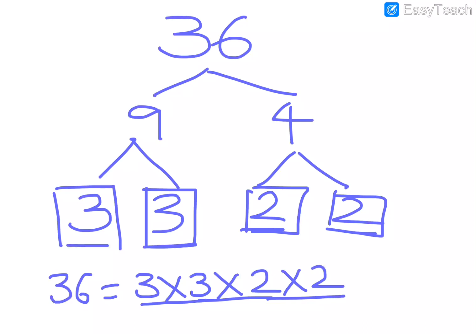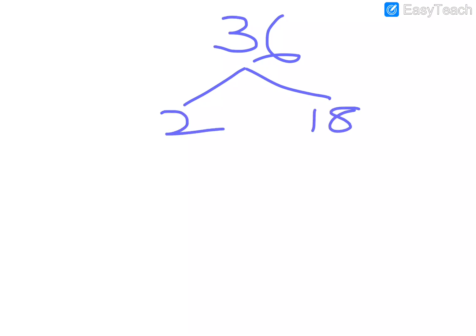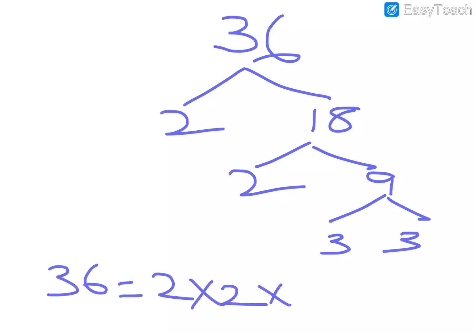However you try, the same 36 you can try in another way. We took 9 fours earlier; now we are taking, for example, 2 eighteens are 36. Now let's divide this 18: 2 nines are 18. Let's divide this 9: 3 threes are 9. So here what we are getting is 36 equals 2 into 2 into 3 into 3.